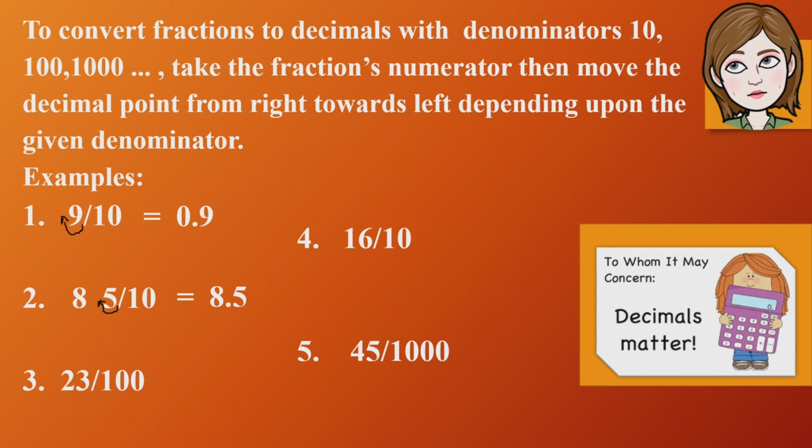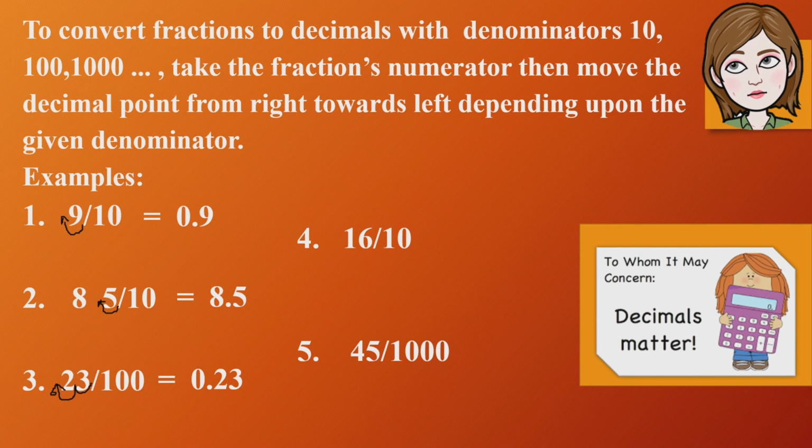For number 3, we have 23 over 100. Since the denominator is 100, move 2 steps to the left from here. Let us count 1, 2. So your decimal point will be placed here. The answer would be 0.23 or 23 hundredths.